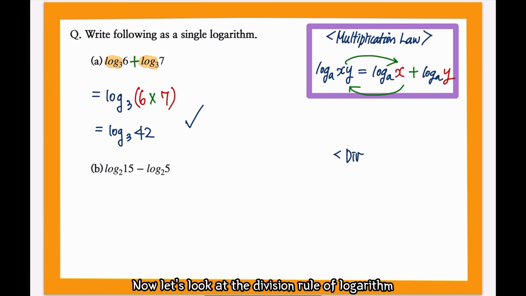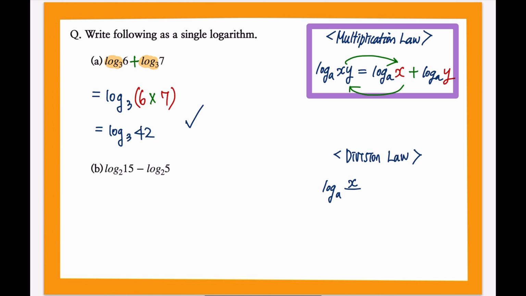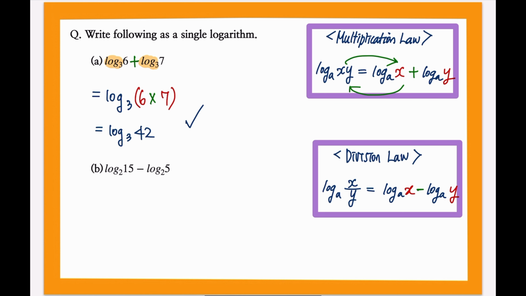Now let's look at the division rule of logarithm. Log base a of x over y is equal to log base a of x minus log base a of y. Now let's try another simple example.